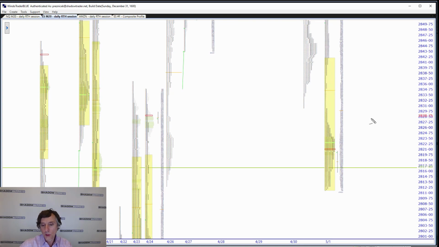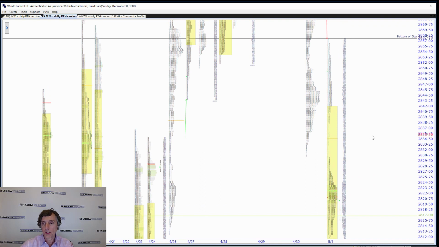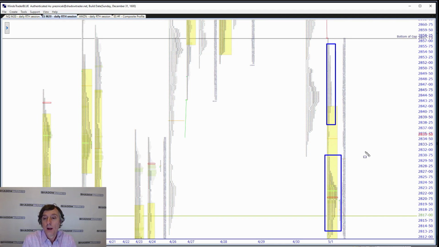First thing I want to point out to you is the simple fact that it is a double distribution on Friday because it has this row of single prints in between. Double distribution means there are essentially two distributions. That's one distribution, and that's two distributions. And the way that market profile theory works is, upon the next day, when you are trading back inside of that range, you treat each distribution as if it was a separate day.